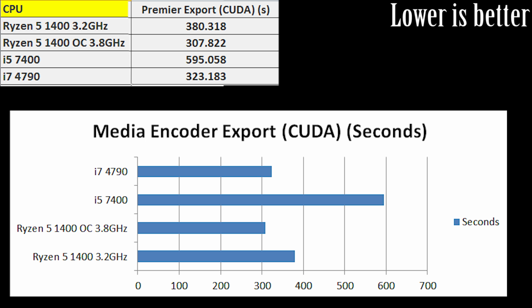Doing the export using a GTX 1060, the i5-7400 took much longer. It almost doubled the time compared to the overclocked Ryzen 5. And finally, the i7-4790 took 323.183 seconds, which I found interesting because on the Ryzen 5 1400 overclocked, it took a little less time.